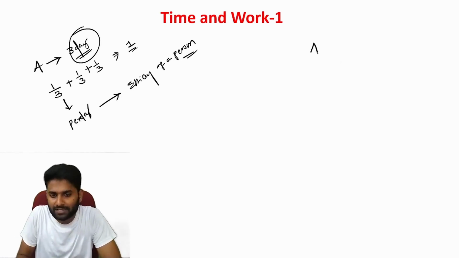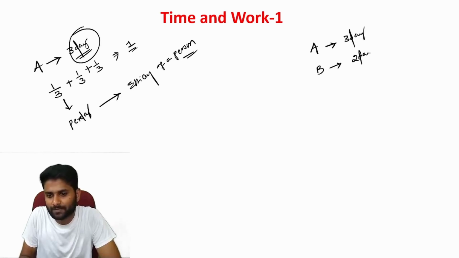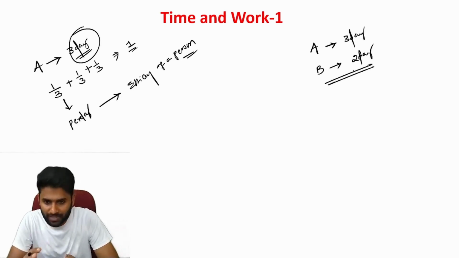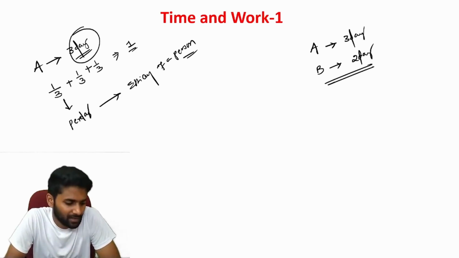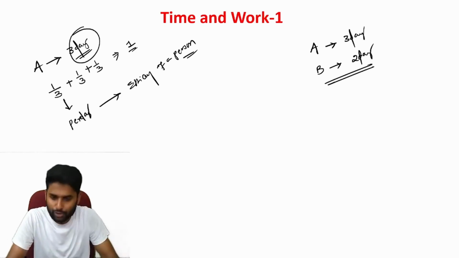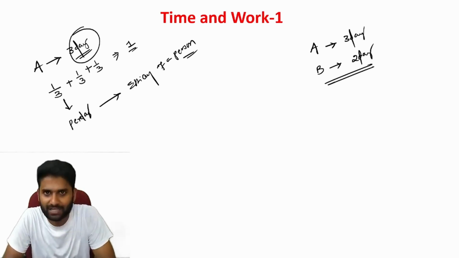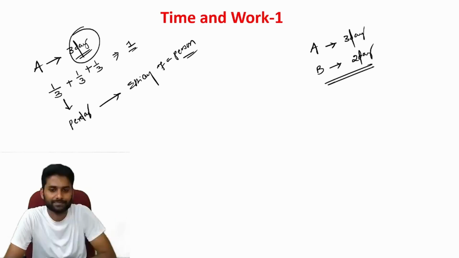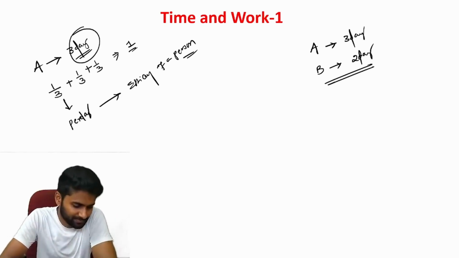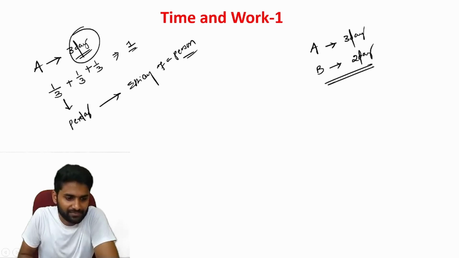Let me take one comparison. A can complete the work in 3 days and B can complete the work in 2 days. Now you guys tell me, out of these two persons, who is most efficient in this work? A takes 3 days and B takes 2 days. Who is the most efficient person in this particular work? Yes, B is most efficient.